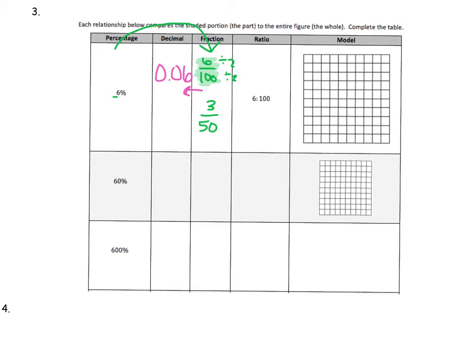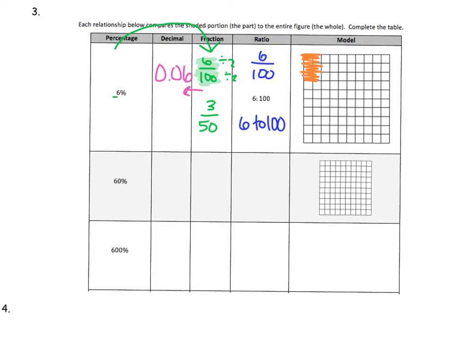The ratio is 6 to 100. Remember, we can also write a ratio as a fraction or with the word "to." Those all three are the same ratio. And then my model, 6% or 6 boxes. Colored in my 6. There I go. That's out of 100 boxes.